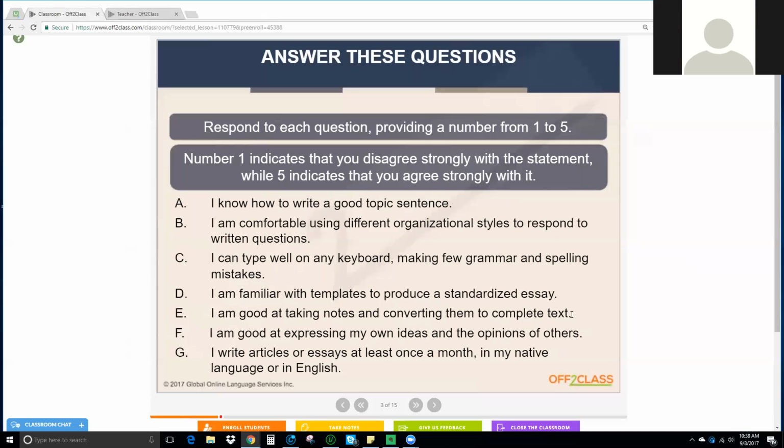You need to be good at expressing your own ideas as well as the opinions of others. So we call that compare and contrast. You're looking at both sides of the argument. And there are questions like that.